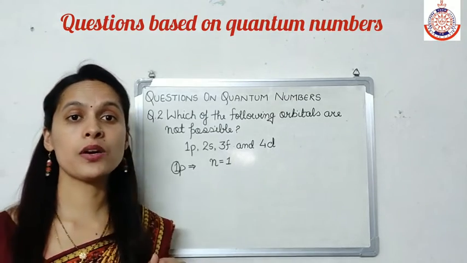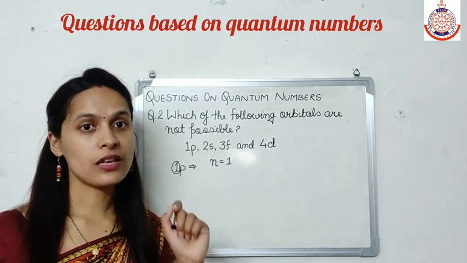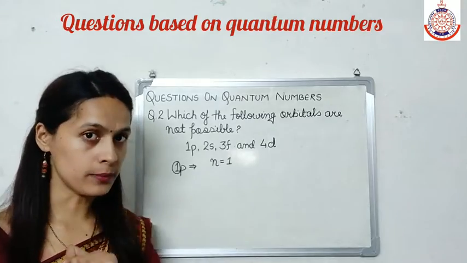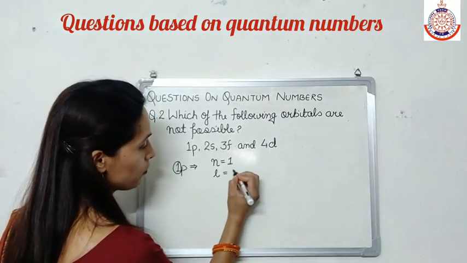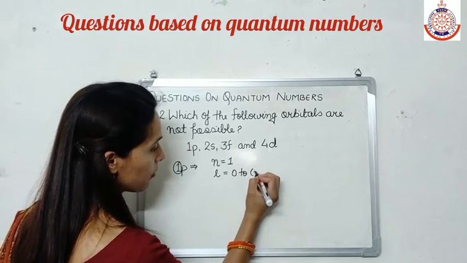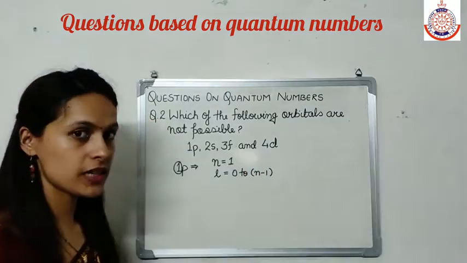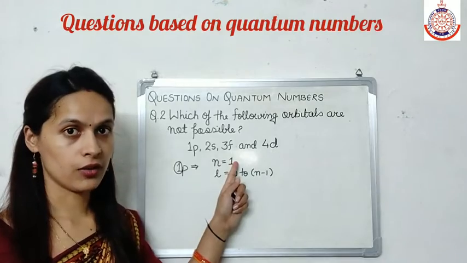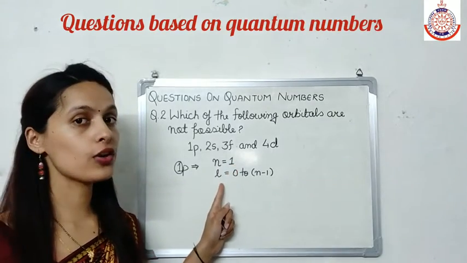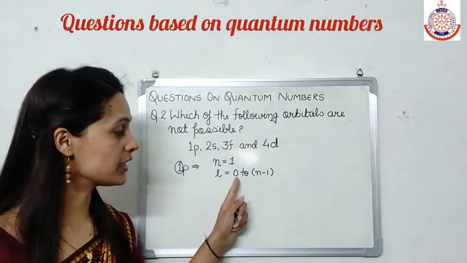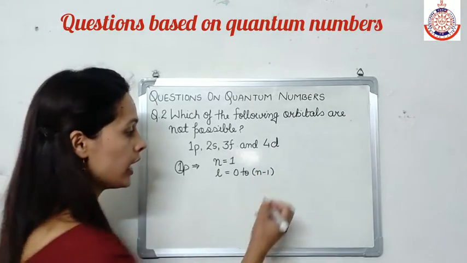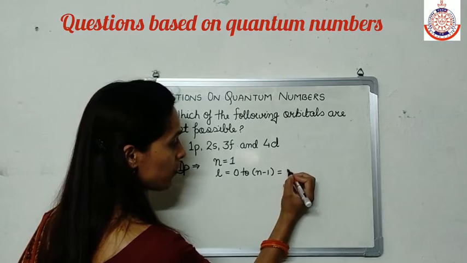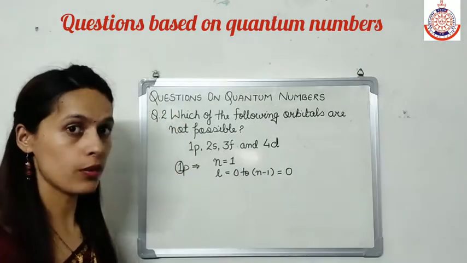And in quantum numbers, we studied that the value of l varies from 0 to n minus 1. It means for the first shell, the value of l varies from 0 to 1 minus 1, that is also equal to 0. It means l has only one value and that is equal to 0.